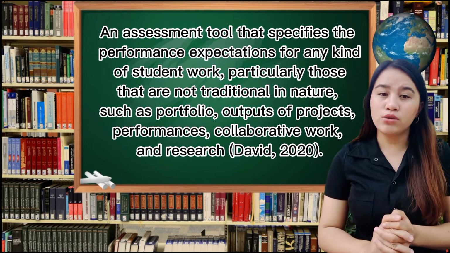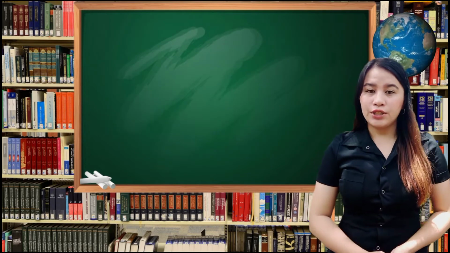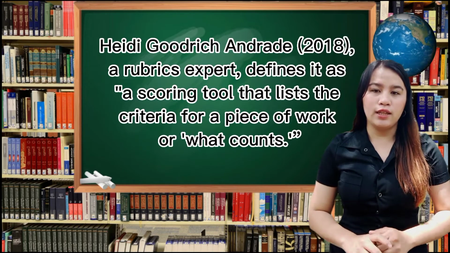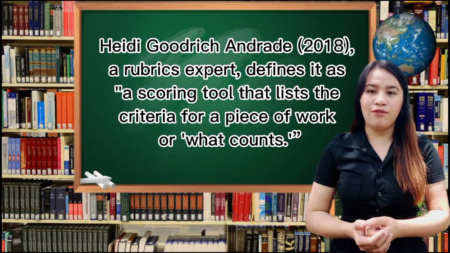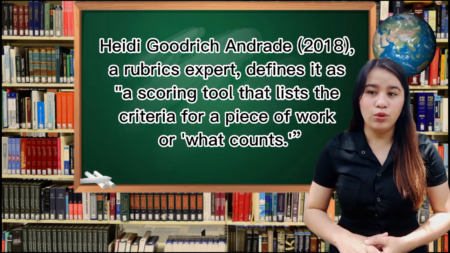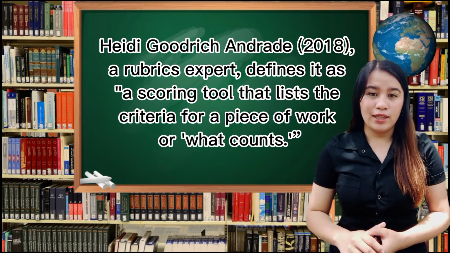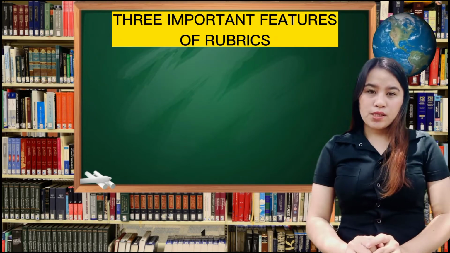And it is according to David 2002. Lastly, the author who defined rubrics is Goodrich Andrade 2018, who says that a rubric is a scoring tool that lists the criteria for a piece of work or what counts. Let's proceed to the three important features of a rubric.